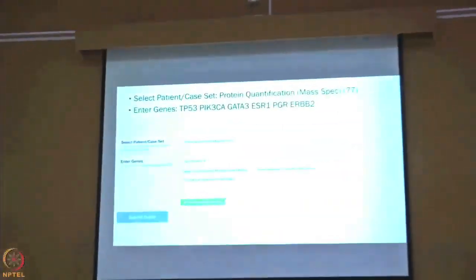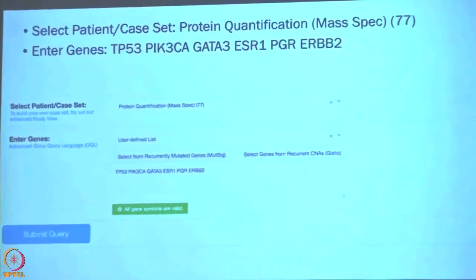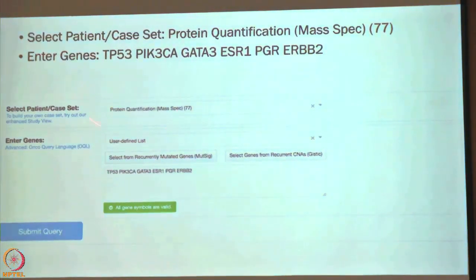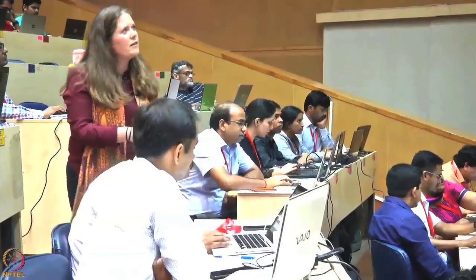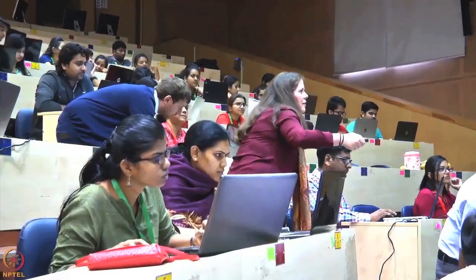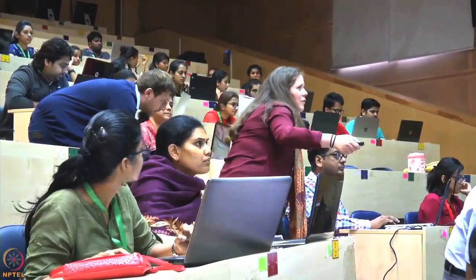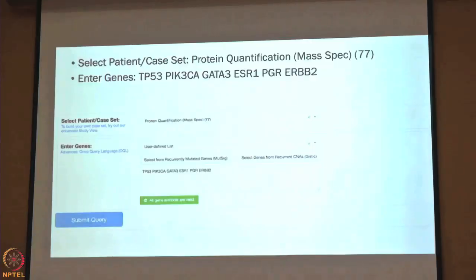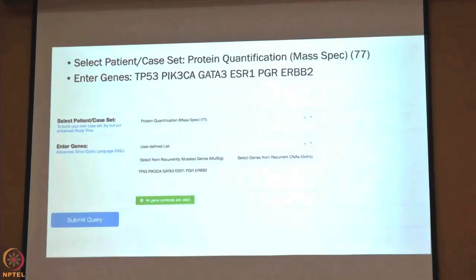Once you go down a bit, you'll see this select patient case set. Does everyone see that? You want to select this protein quantification mass spec. There should be 77 samples that you see. There are 6 genes you'll put into the gene section: TP53, PIK3CA, GATA3, ESR1, PGR, and ERBB2. You type in the gene symbols, just these. We want 6 proteins in that field.